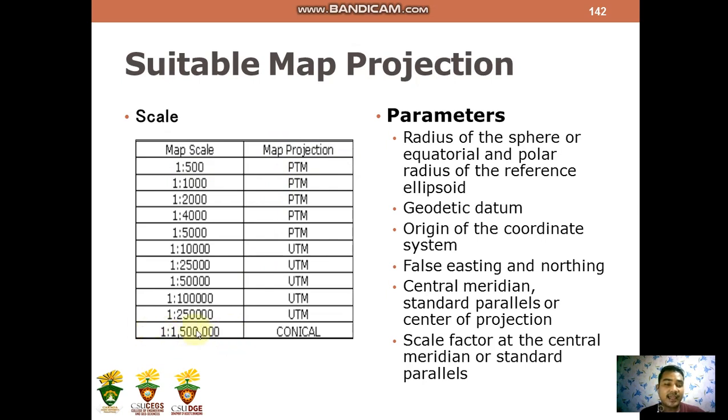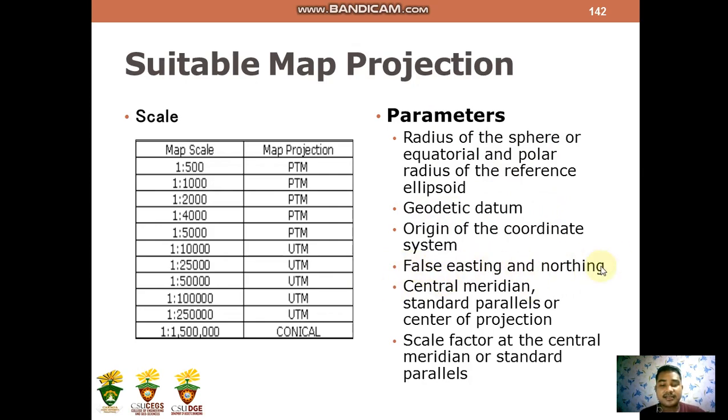Or small scale na ni siya, so ang imong pwede ganito na map projection is conical. And these are the parameters that you are going to be considering: the radius of the sphere or equatorial and polar radius, the geodetic datum, the origin of the coordinate system, the false eastings and northings, central meridian.